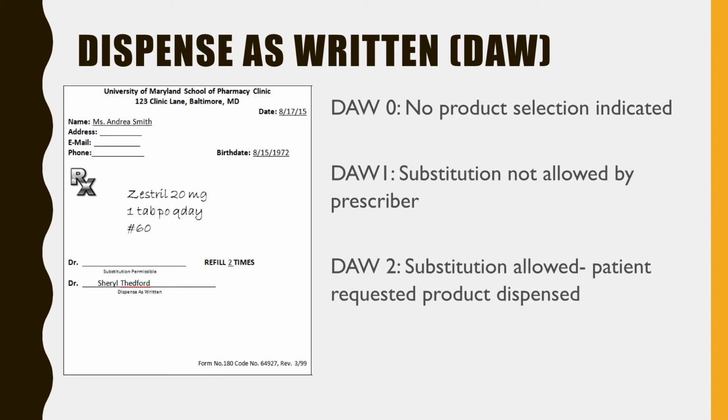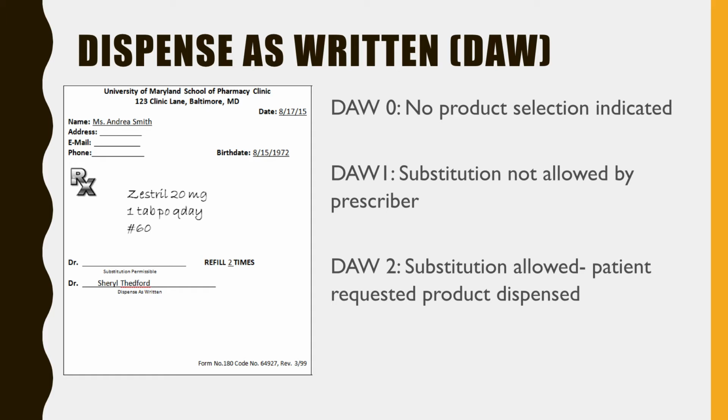As promised, let's discuss what dispense as written or DAW codes are. DAW codes are a vital part of dispensing prescriptions in a pharmacy. They are simple 1 or 2-digit codes that are inputted into the computer system for documentation and for insurance billing. Here's an example of a prescription you may see in Abilities Lab.